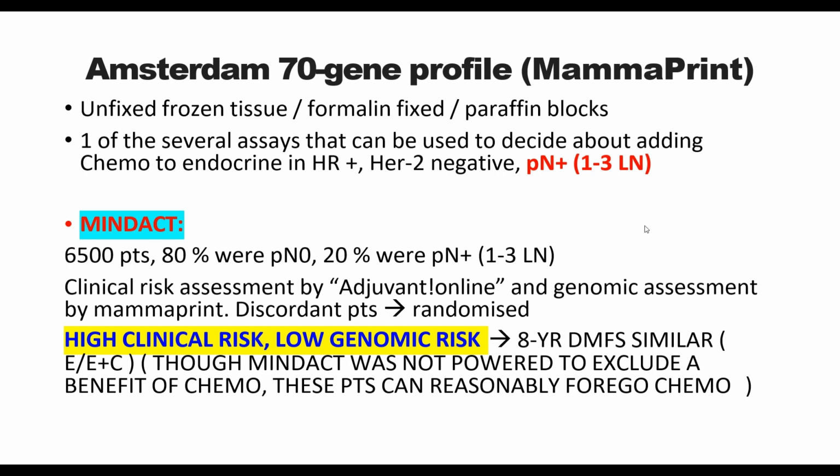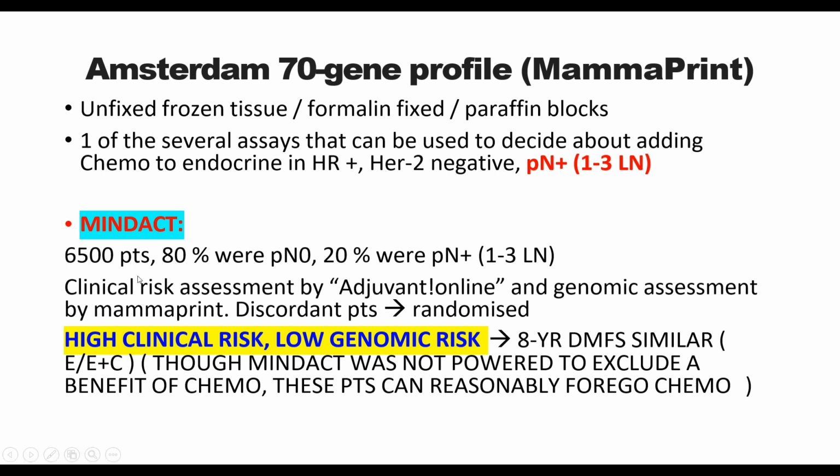It can be done on unfixed, fresh, frozen tissue, or it can be routinely done on a formalin fixed paraffin block. So this is also one of the gene expression profiles which can be used to decide if a node positive patient can avoid chemo.